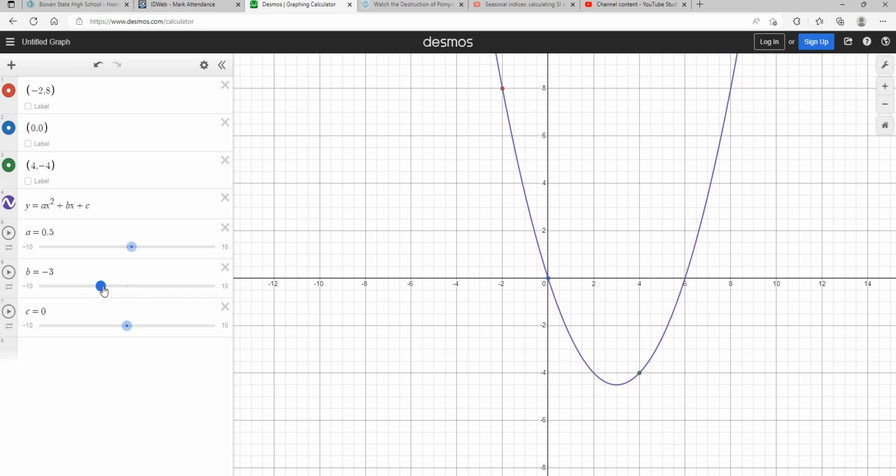Oh, there we go. The last 2 is very much playing around. What did I do? I knew that my turning point must be somewhere around here on my graph. So I just kept playing with A and B values until I got it around there and managed to get all 3 of them in.